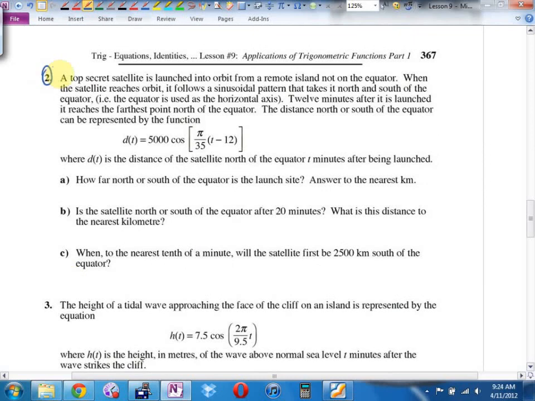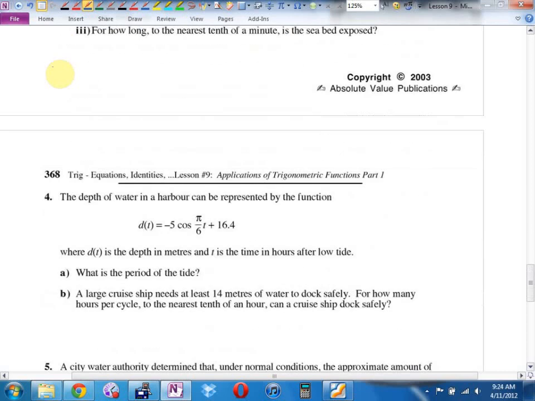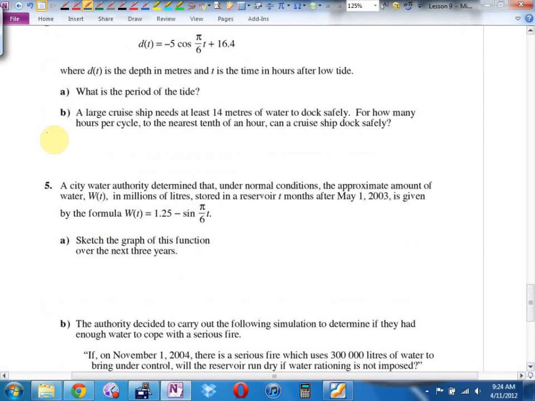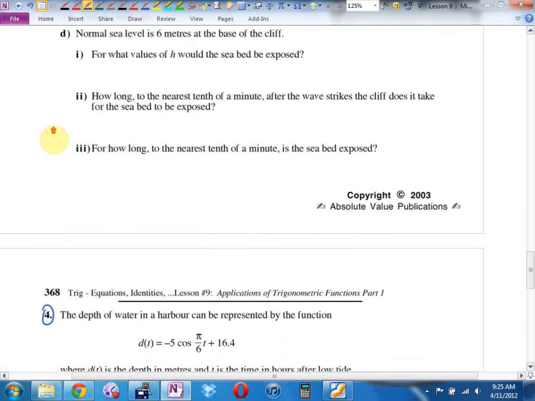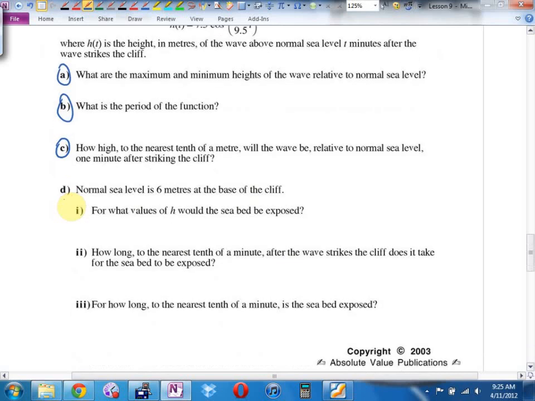Number two. Satellites. Number four. I'm going to skip five. And do I want to do three? I want to do some of three. Let's see. We're going to go 3A, 3B, 3C. You know what? Actually, I'm going to do all of three. I'll live with number three.